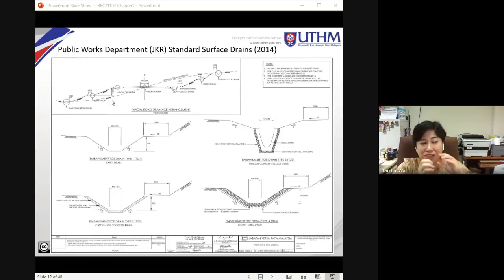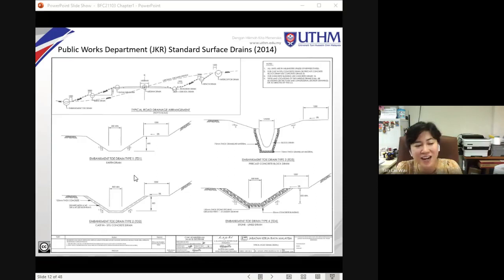How much do you increase? In this case, only the bottom width is allowed to be changed, not the others. The other parameters remain. Therefore, you need to adjust this width accordingly to the discharge that you are going to cater for. You have this egg shape drain, and then all these three are trapezoidal.